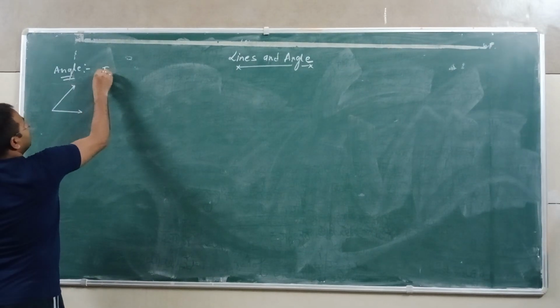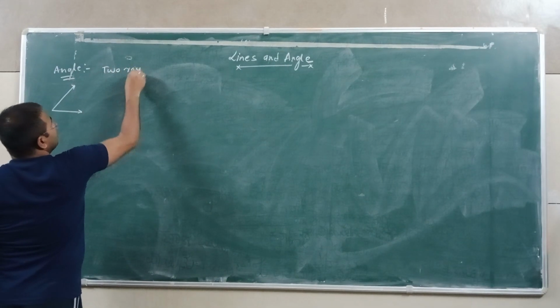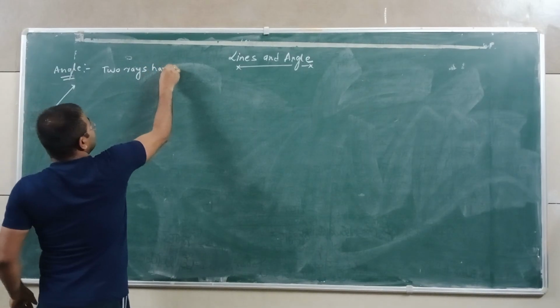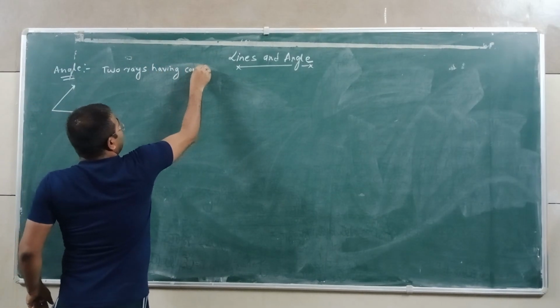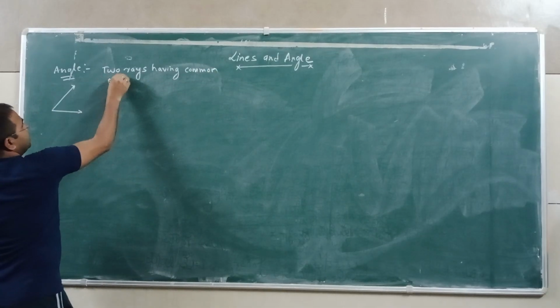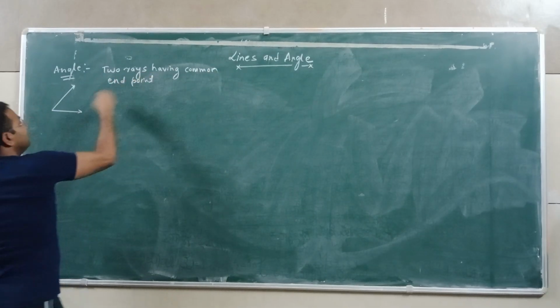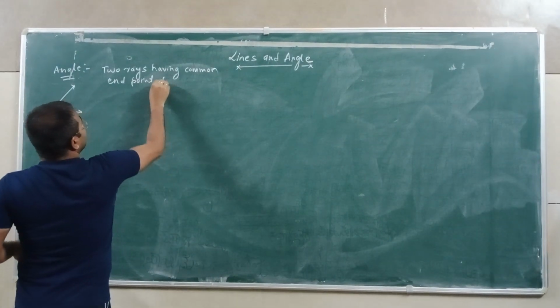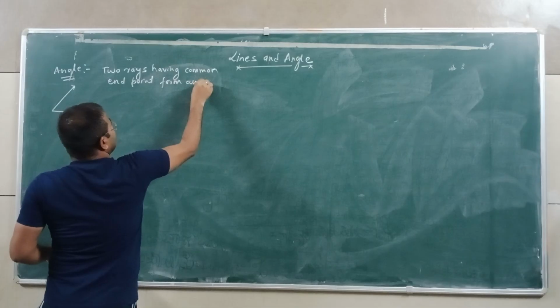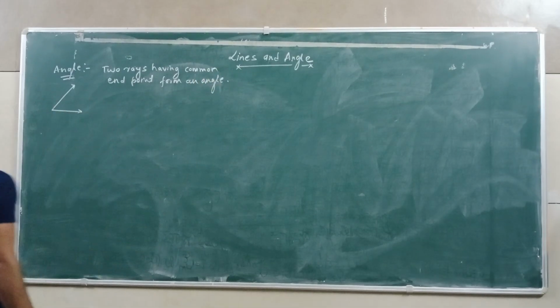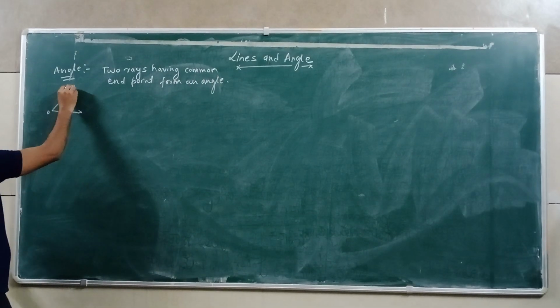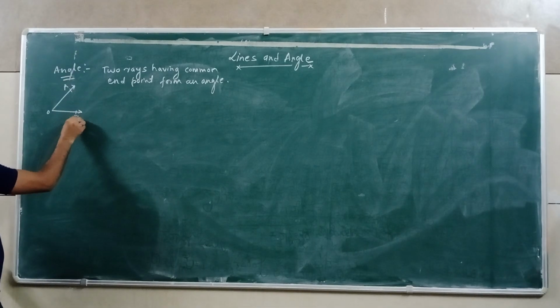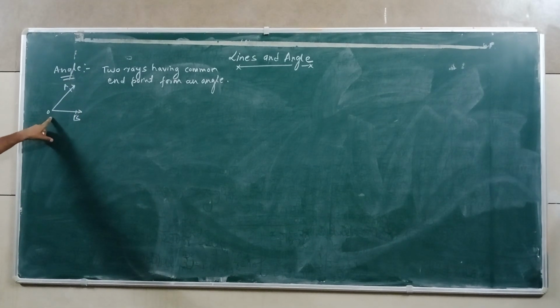So here you will write: two rays having common endpoint form an angle. Common endpoint means the endpoint will be common. Suppose this is ray OA and this is ray OB, and both have common endpoint O. Then this will form an angle.